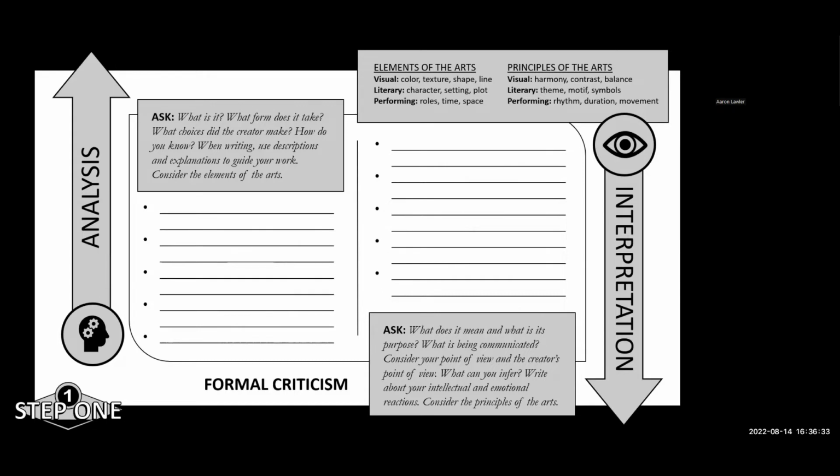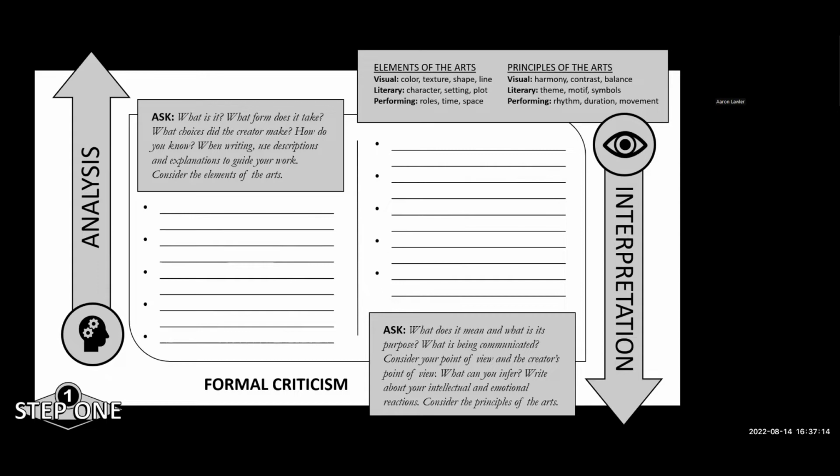Okay. The second step is interpretation. This is by far the more complicated of the two. Because in this step, you're going to be asking questions like, what does it mean? And what is its purpose? What is being communicated? Consider your point of view and then also the creator's point of view. What can you infer from what you know, and then try to put yourself in the shoes of who made this thing and try to find out what you can infer for their ideas about purpose and meaning and communication. And so you want to write about your intellectual as well as your emotional reactions in this section.